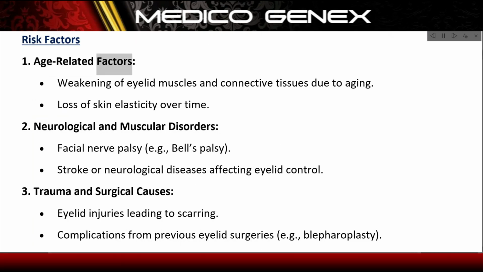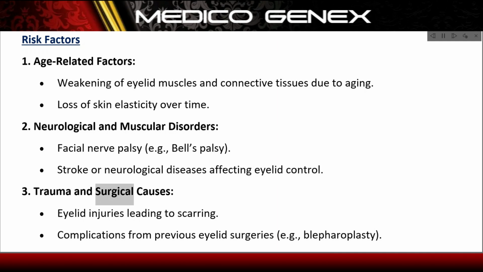Risk factors. 1. Age-related factors. Weakening of eyelid muscles and connective tissues due to aging. Loss of skin elasticity over time. 2. Neurological and muscular disorders. Facial nerve palsy, example Bell's palsy. Stroke or neurological diseases affecting eyelid control.